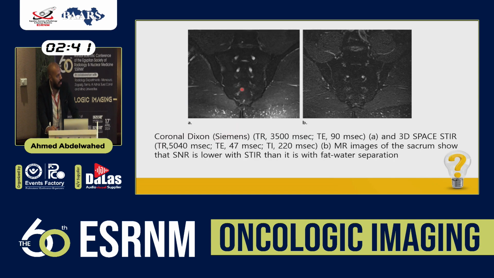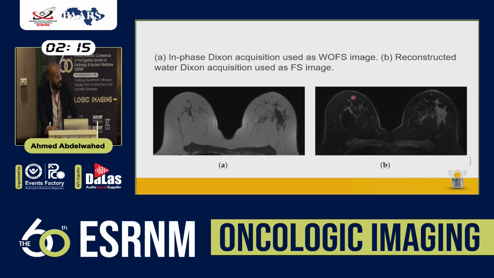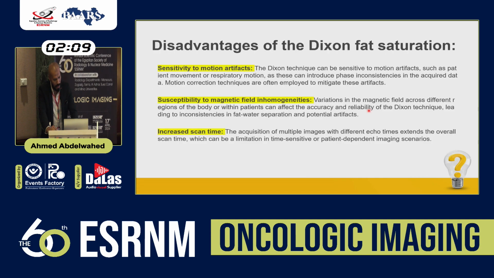Here we can see the difference between the chemical shift fat-SAT and the Dixon method. Here there is very high spatial resolution and very sharp contrast between the tissues and the subcutaneous fat, with proper suppression of the subcutaneous fat. Again, between the chemical shift and the Dixon method, here we can see the very effective suppression of the subcutaneous fat compared to the chemical shift imaging. Again, in breast imaging, here is fat suppression using the Dixon method, very effective with no inhomogeneity. Its disadvantage is that it is the most sensitive to motion artifact, also to susceptibility and magnetic field homogeneity, with a penalty of increased scan time.